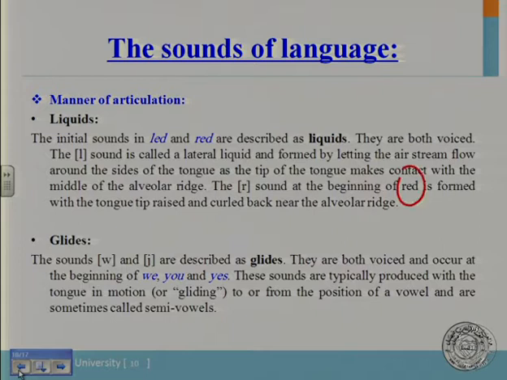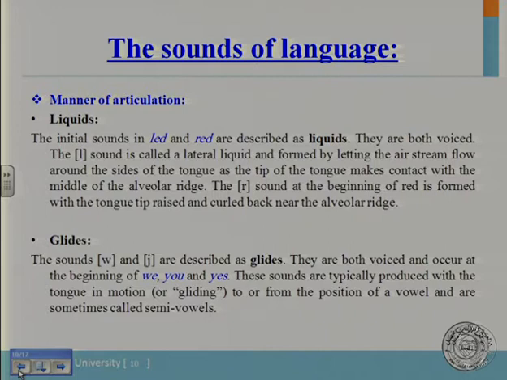The r sound here at the beginning of the word red is also formed with the tongue tip raised and curled back near the alveolar ridge. So when you pronounce r, you feel that the tongue is curled back exactly near the alveolar ridge. Now what you need here is to practice pronouncing the sound.